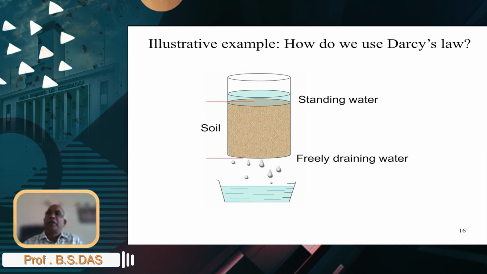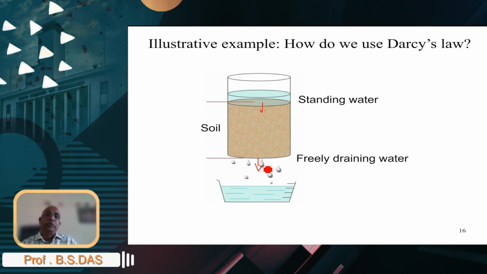So let us see how you can do it with a simple example. Here we give you a very simplified condition. So let's say you have a soil, with some kind of standing water, of course water is going to start infiltrating through the soil surface, and imagine that this water is freely coming out at the bottom of the soil.